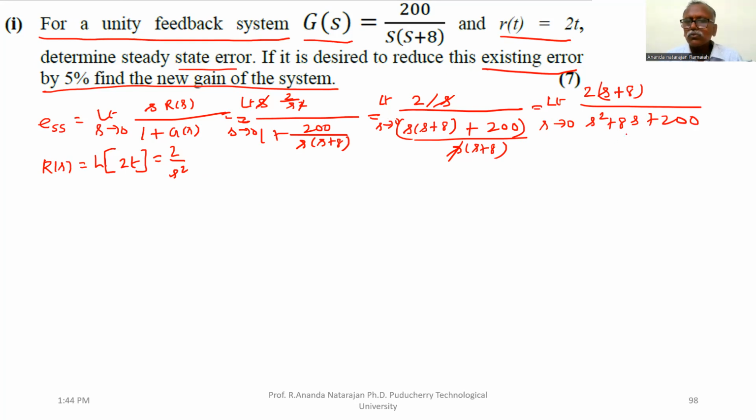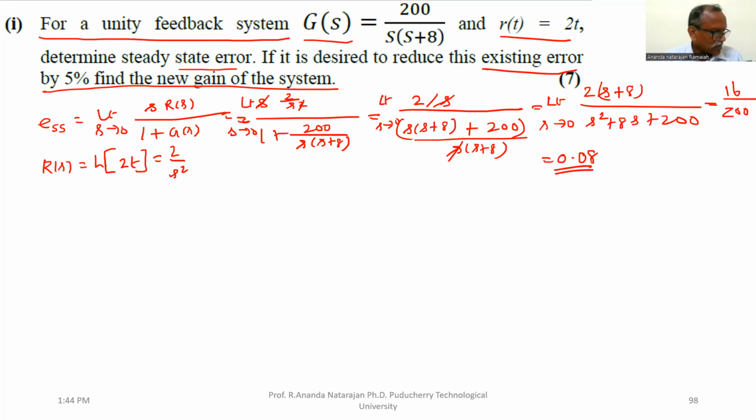As s tends to 0, this becomes 16 divided by 200, or 8 by 100, or 0.08. The steady state error is 0.08.